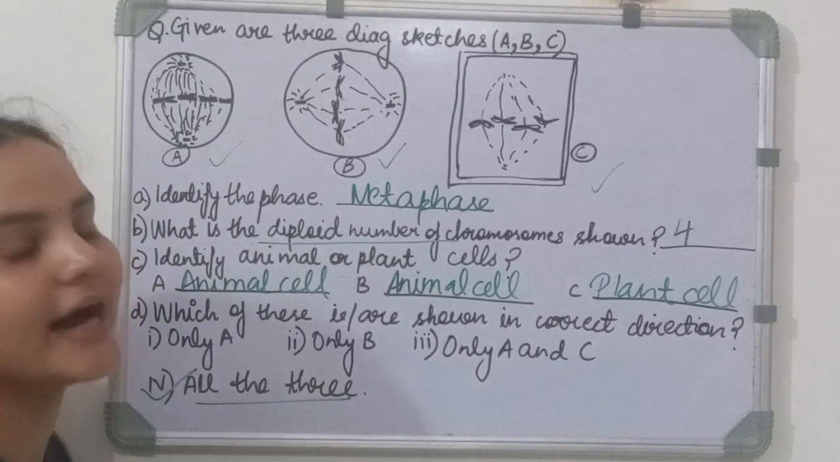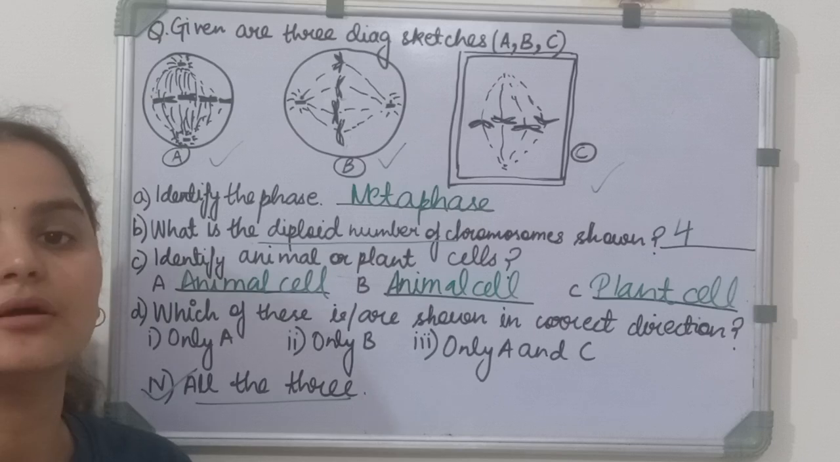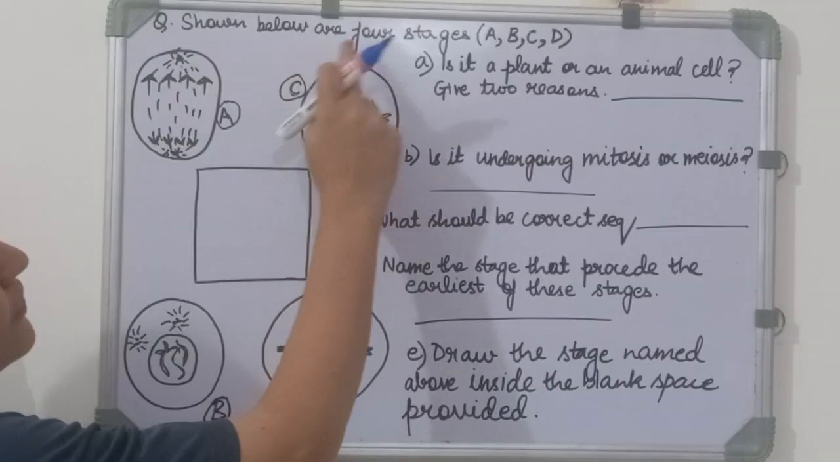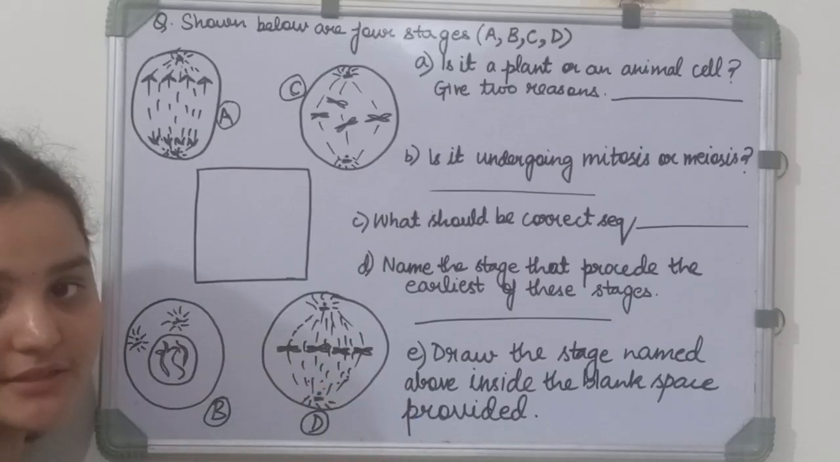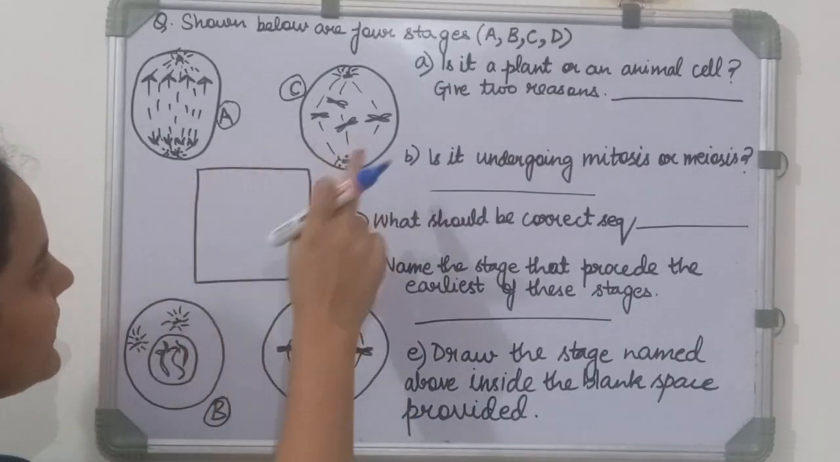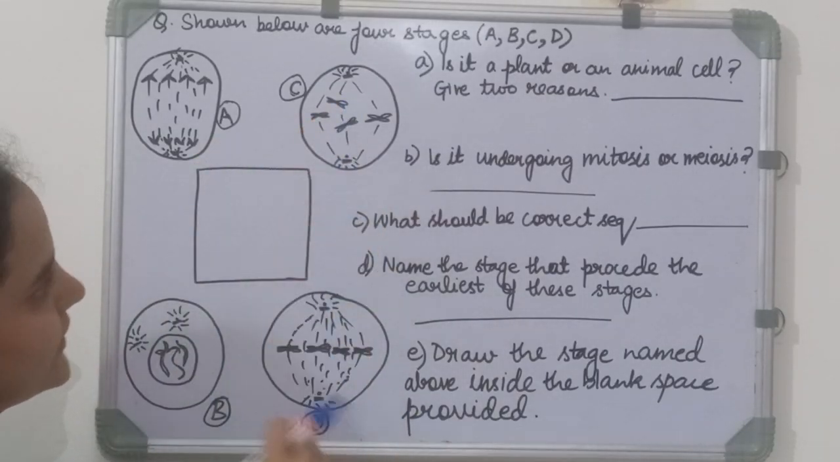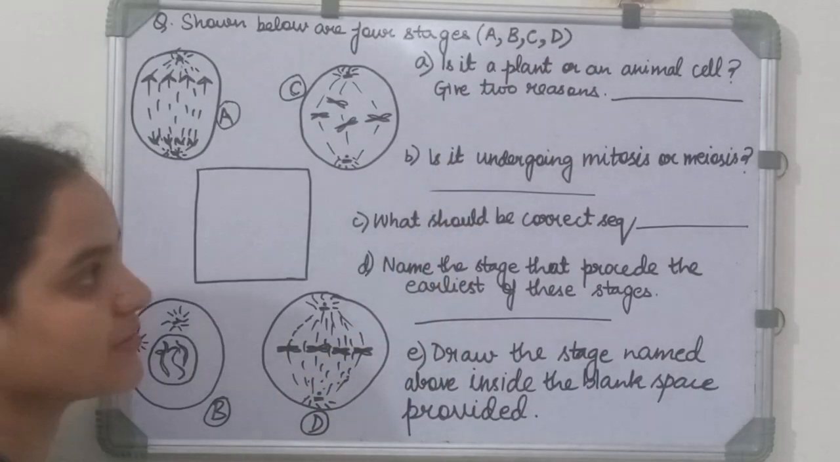All of the three are correct. Okay, now let's move to our last question. Below are 4 stages A, B, C, D. So these are the 4 stages of a cell division. A, B, C, D. Okay, and we have to answer these questions.